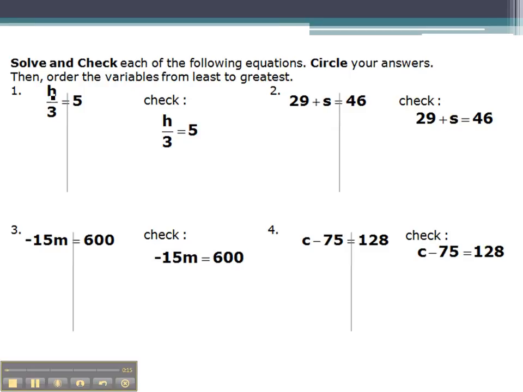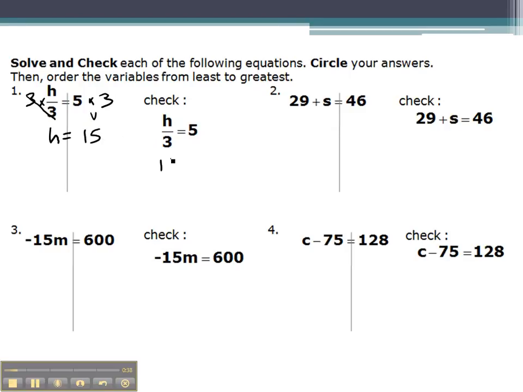So this first problem, h over 3 equals 5. We can undo this division by 3 with the inverse operation, which is multiplication by 3. Just have to make sure you do that on both sides. 3 over 3 is 1, so on the left side of this equation we're left with h equals 5 times 3, which is 15.